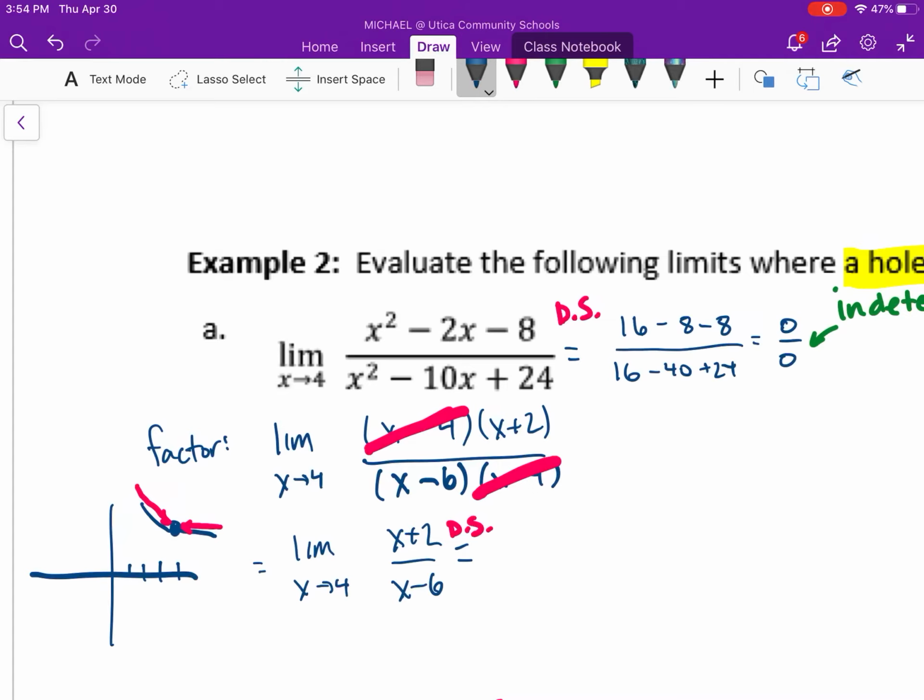Okay, so what we're going to do is we're going to do another direct substitution. After we cancel anything out, we try again. So when we plug in a 4, we get 6 over negative 2, which is negative 3. So the limit is negative 3.